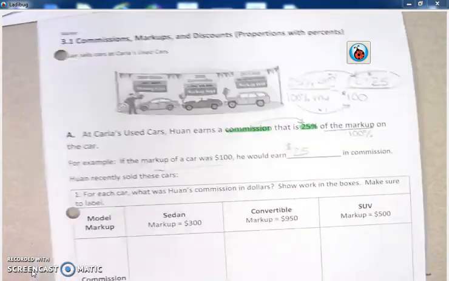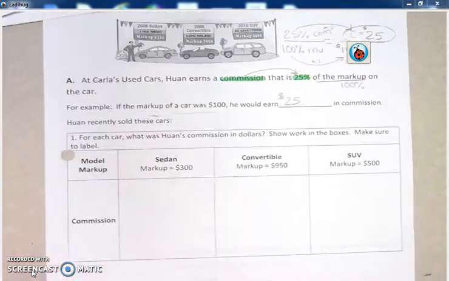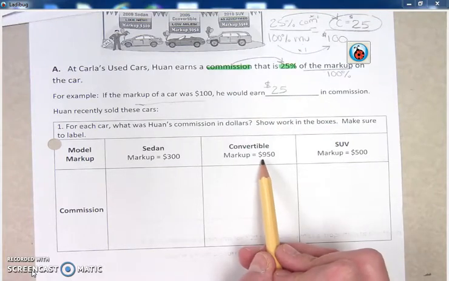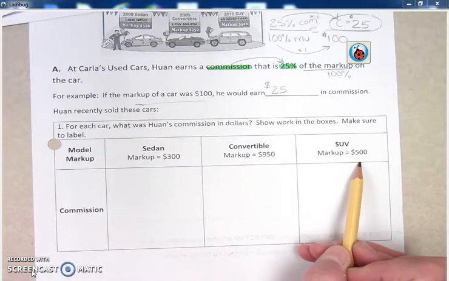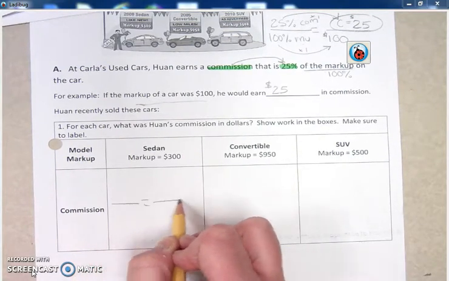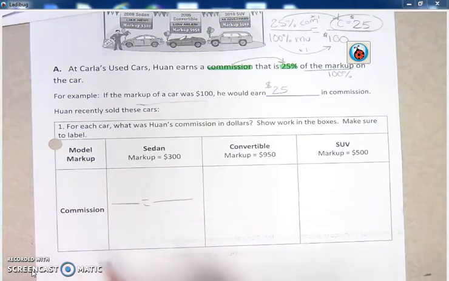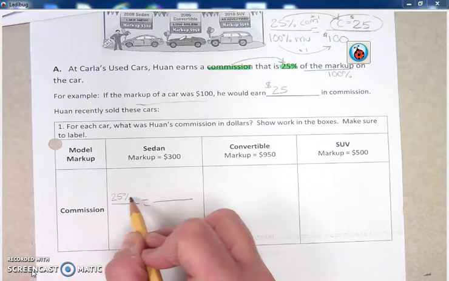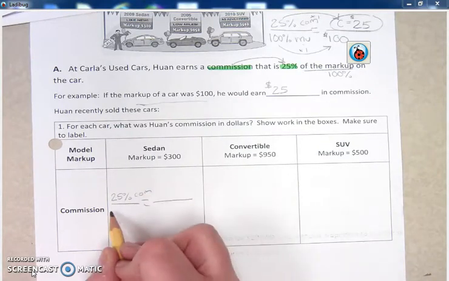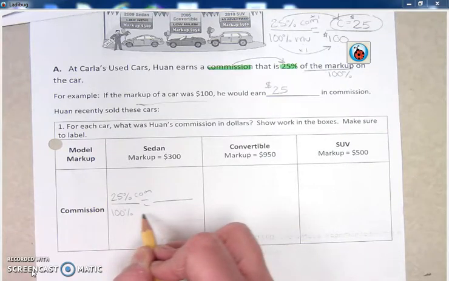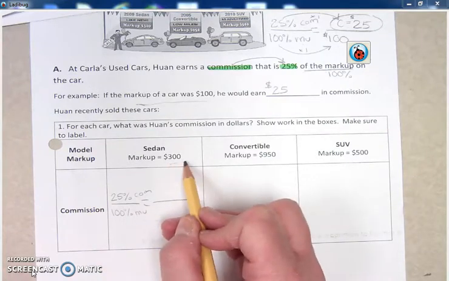Using that setup, we're going to look at what the commission would be for 3 different vehicles. I'll do the first one for you, and then on a piece of paper you can find out the commission for the convertible and the SUV. I'll do the sedan with you. We remember what we just found out: Juan gets 25% commission of the markup. So that means the markup is 100%. The sedan's markup is $300.